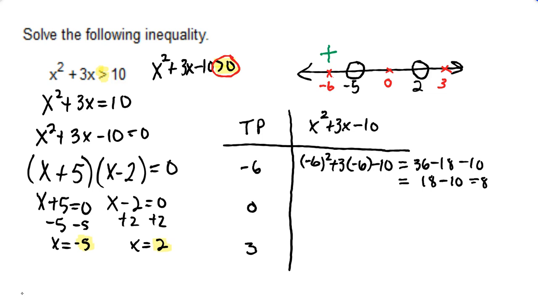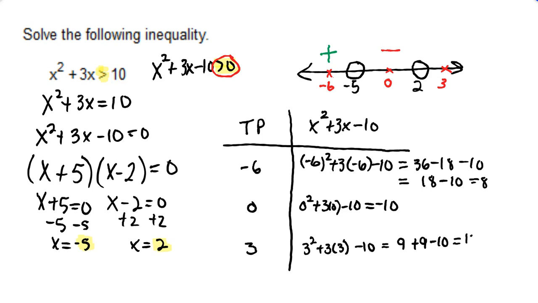We have a test point of 0, and in our expression, that's 0 squared plus 3 times 0 minus 10, which works out to be -10. So in the middle interval, our expression is negative. With our final test point, we have 3 squared plus 3 times 3 minus 10. That's 9 plus 9 minus 10. 18 minus 10 is 8. So in that rightmost interval, our expression is positive.